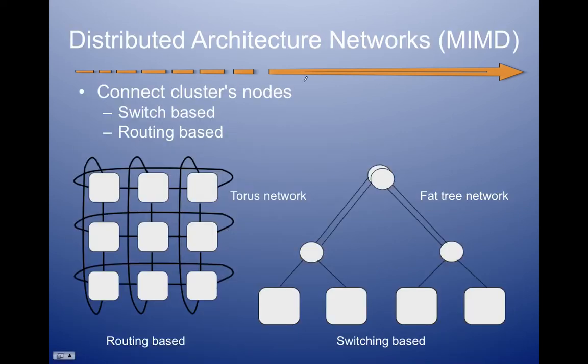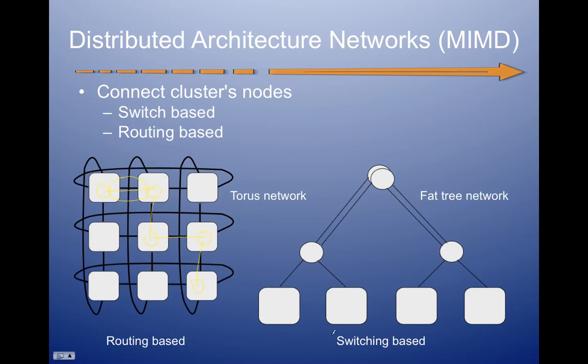For the distributed architecture, to connect the nodes, we have two kinds of networks, the routing-based and the switch-based. The routing-based network actually pushes the data from one node to the next one up to the destination. So typically, the data will do many hops. The advantage of this kind of network is that there is a low latency connection between two adjacent nodes.